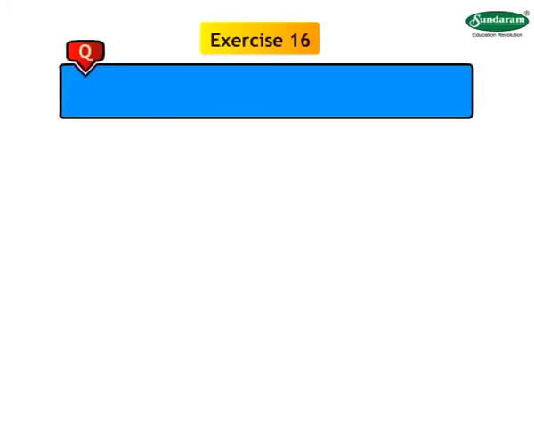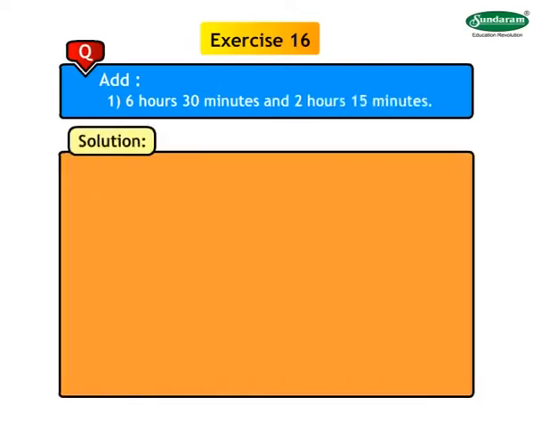Now, let us learn addition of hours and minutes without carrying over. Let us take an example from exercise 16. Question. Add. 1. 6 hours 30 minutes and 2 hours 15 minutes. Solution. Make 2 columns of hours and minutes. Place hours and minutes under the appropriate columns and put a plus sign to the left. Always start adding from the minutes section.